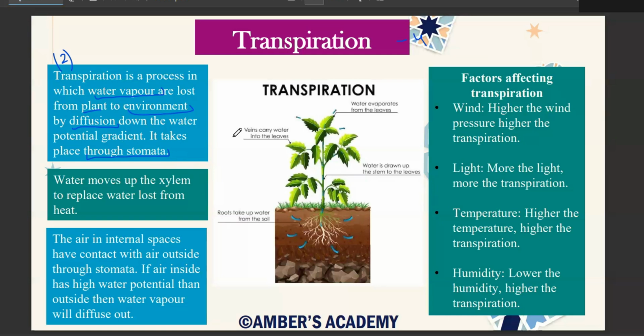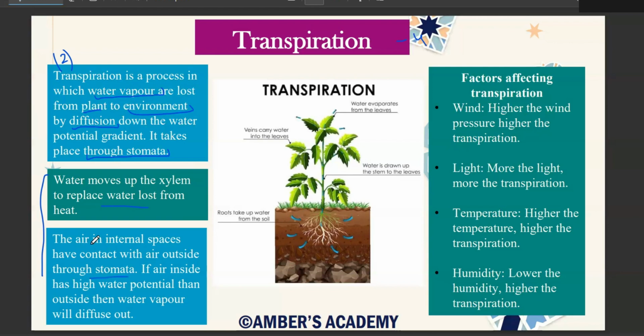And then what exactly happens? Yani, you have just described what transpiration is. Now, how exactly this happens is written over here. Okay, water moves up the xylem to replace water lost from the leaf. Yani, the process of transpiration has already begun, and water vapor has been lost to the environment. So now what will happen? Water will move up the xylem to replace the water which is lost from transpiration. So water, yani from the soil, will rise through the xylem to replace the loss of water, and the air in internal spaces has contact with air outside through stomata.